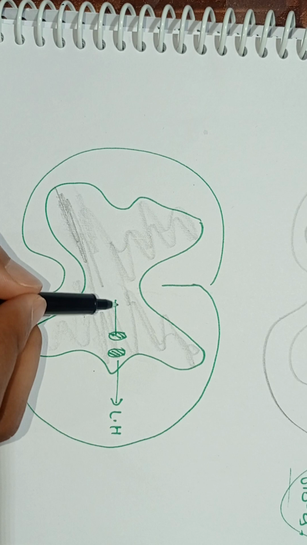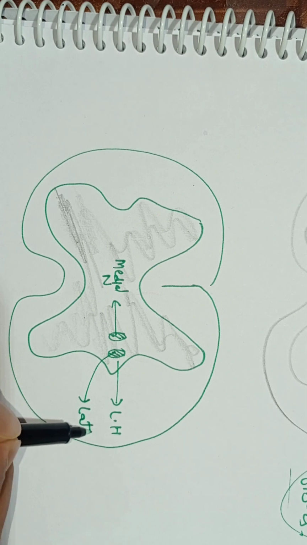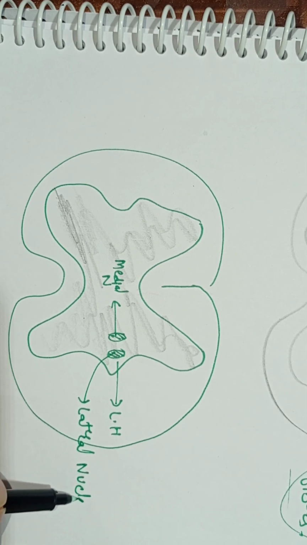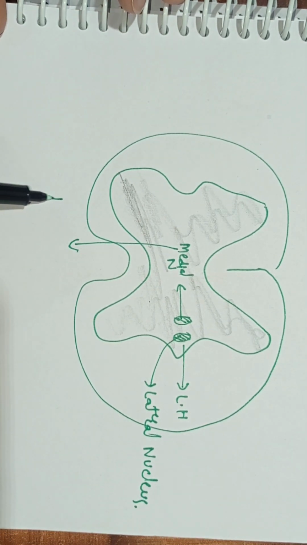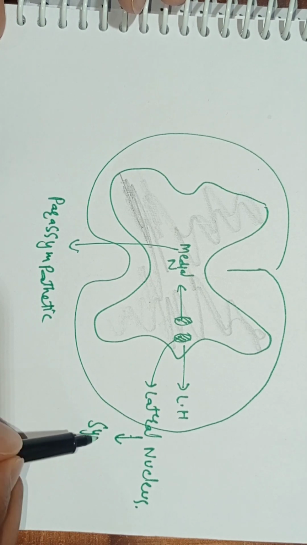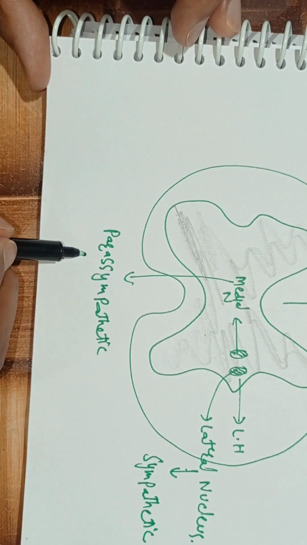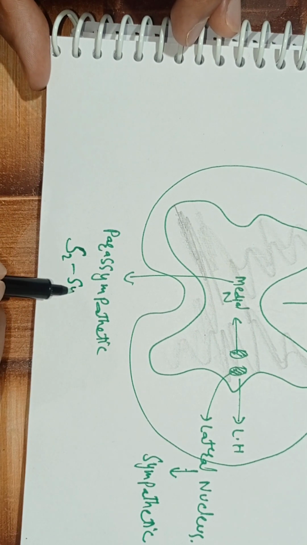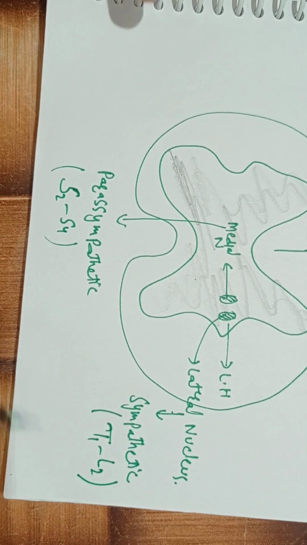This is towards the median, so this is the medial nucleus, and this is the lateral nucleus. This medial nucleus is for parasympathetic, whereas this lateral nucleus is for sympathetic supply. Clearly, the root value of parasympathetic is S2 to S4, whereas the root value of sympathetic is T1 to L2. So these are all the nuclei of the spinal cord.